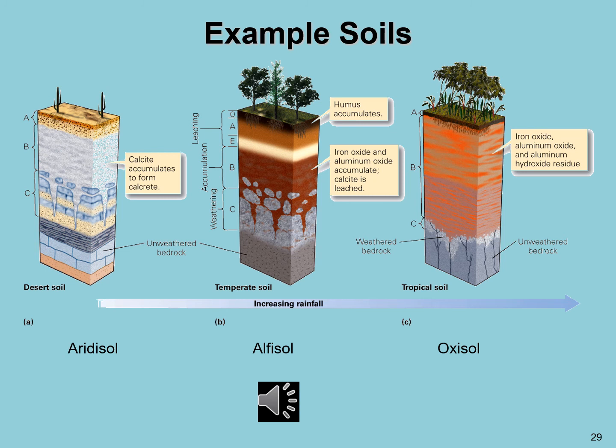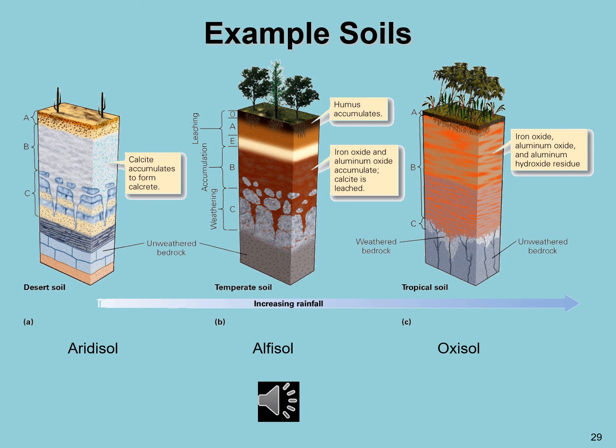Examples of soil classification with increasing rainfall. On the left, aridisols form in deserts. Rainfall is so low that no O horizon or E horizon forms, and soluble minerals, such as calcium carbonate, accumulate in the B horizon. In temperate climate, with moderate rainfall, alfisols dominate, and an O horizon forms. They may have an E horizon depending on clay content, and less soluble materials accumulate in the B horizon.